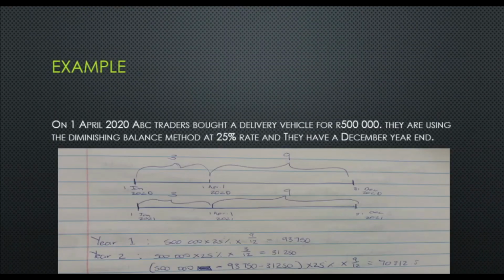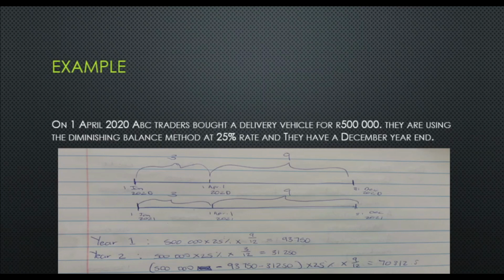Now we're going to have a look at an example. On 1 April 2020, ABC Traders bought a delivery vehicle for $500,000. They're using the diminishing balance method, 25% rate, and they have a December year end.